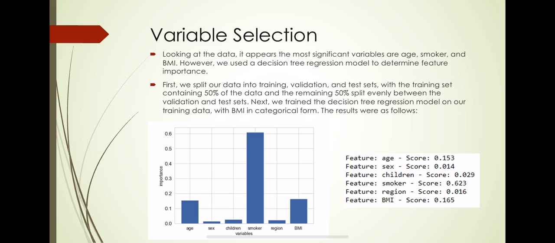So what did we do next? We trained the decision tree regression model against our training data with BMI in categorical form. This chart here just shows the results from that. It's showing the scores against all the variables.